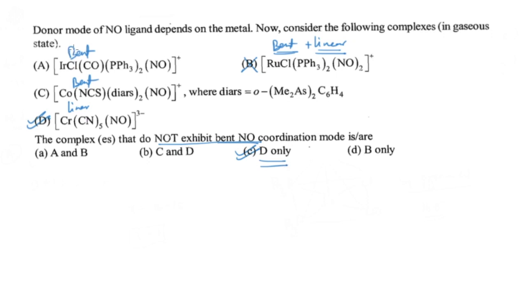Okay, because you have bent plus linear in option number B, that's why we have cancelled this, because they have said that the complex should not exhibit bent NO. So this is the only complex which does not have any bent NO. So that's your option number D, and that is going to be the correct answer for this particular question. I hope this question was quite clear.